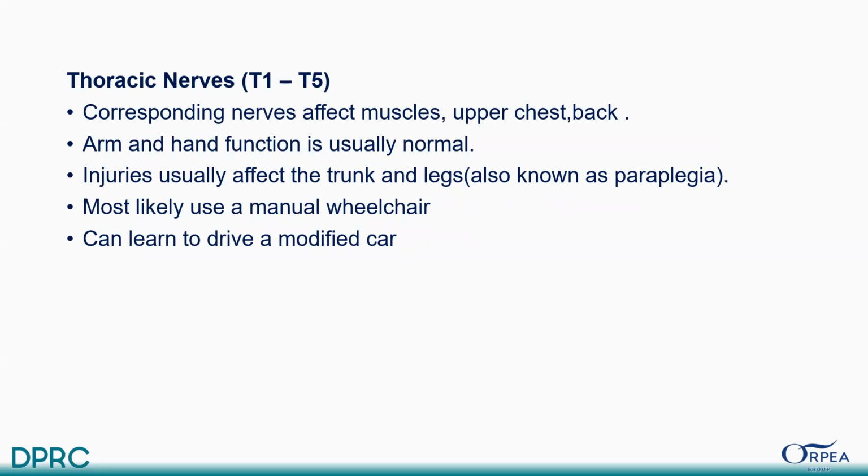And next we go to thoracic nerves, T1 to T5. The corresponding nerves affect the muscles of the upper chest and back. Arm and hand function is usually normal. Once T1 is escaped from the injury, then hand function is completely spared, so they will have full hand function and upper limb function. Injuries usually affect the trunk and legs, also known as paraplegia. They most likely use a manual wheelchair and can learn to drive a modified car.